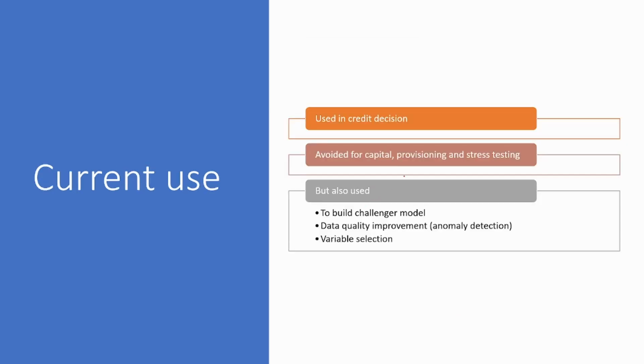The current uses of ML and AI in banking. It's used in credit decisioning, as I mentioned earlier. However, it is avoided for capital provisioning and stress testing model development. So it's not just for IRB capital models, even for IFRS 9 provisioning models, I do not think any banks are currently using ML models. Even for stress testing, none of the banks are using ML models, at least in Europe.